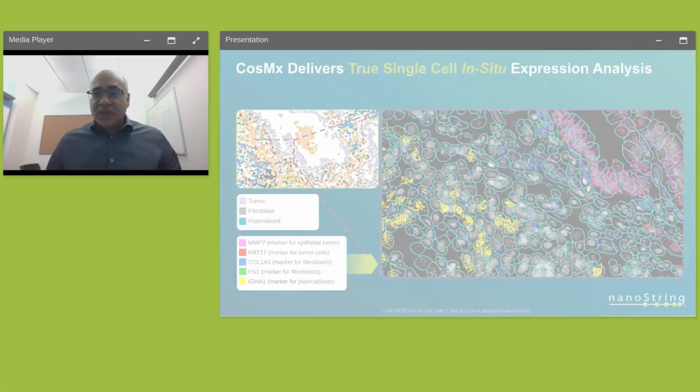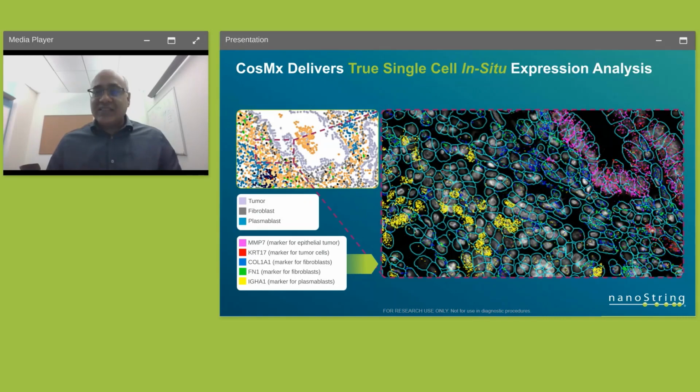The power of CosMx is that it is a true single cell in situ expression analysis system. So you can validate all your cell types by visualizing expression of cell type markers at a single cell level. And seeing is believing, right? So you can publish your results with very high confidence.